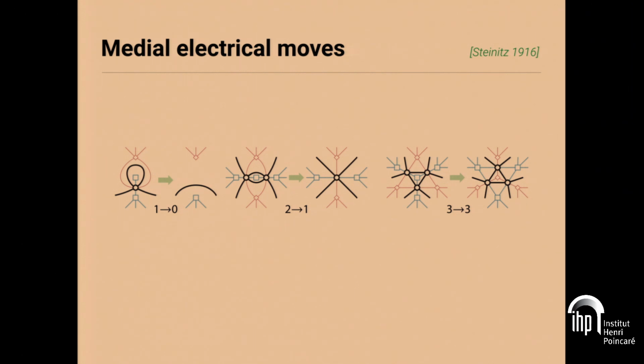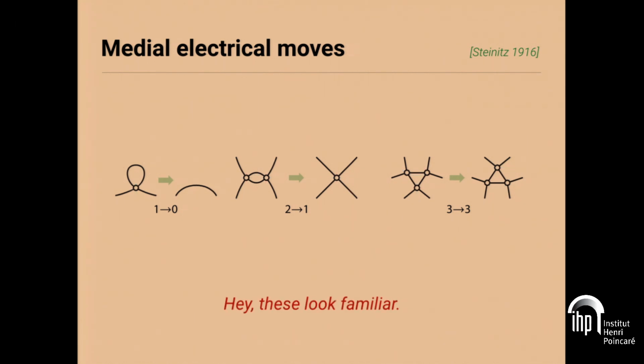You've seen these. This is why I needed to put this slide up. I had no idea that these, what we call medial electrical moves, had anything to do with the filling area conjecture, but they do. So maybe the stuff that we've been looking at has some other mathematical applications that we're not aware of. So these things look almost like homotopy moves. Okay, great.